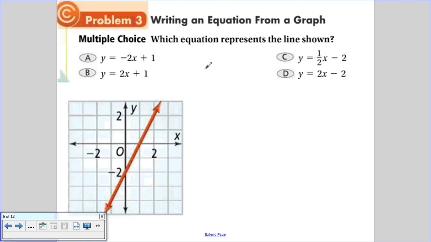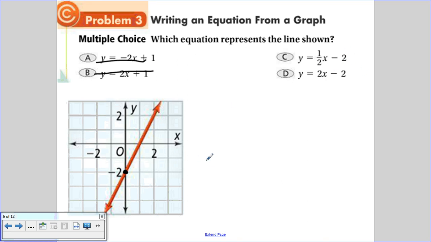So which equation represents the line shown? Okay, so what I would do here is the first thing I look at is where is the y-intercept? The y-intercept is right here at -2. So that means that b has to be -2, which means that this is +1, that's out. This is +1, that's out. So now we're down to one of these two.